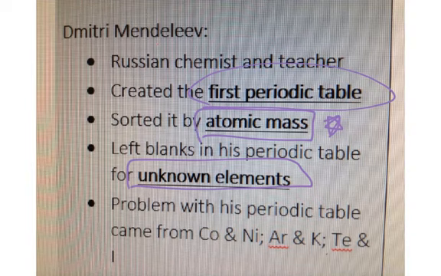But his periodic table was not without flaws, and I'm going to focus on argon and potassium, even though all of these other guys actually have the same fault. Argon has a greater atomic mass than potassium. So according to Mendeleev's periodic table, argon should go after potassium. But according to chemical properties, argon should go before potassium due to what it reacts with and so on and so forth. So his was not flawless.